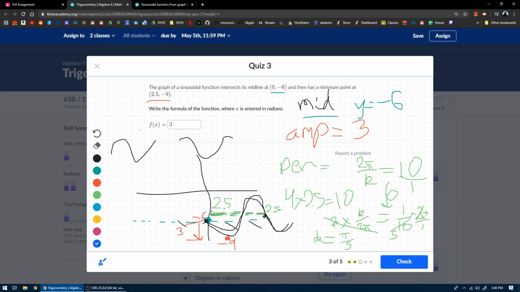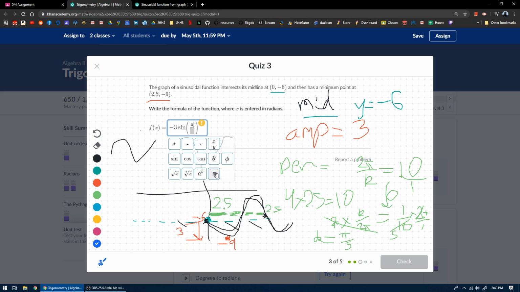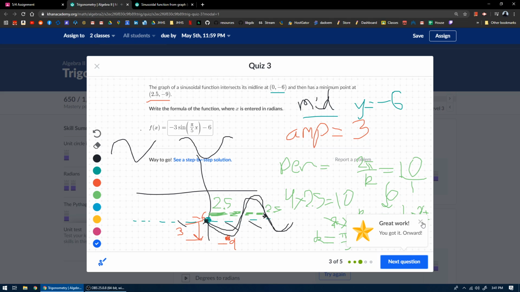So how do I fix this? I change the 3 to be negative, and that will flip the graph over. So -3 sine, what's my k? It's pi over 5, times my x. There's no horizontal shift, so I'm done here. And then what's left over? The midline is -6, so minus 6. Okay, we're almost done. We have 2 more to do.